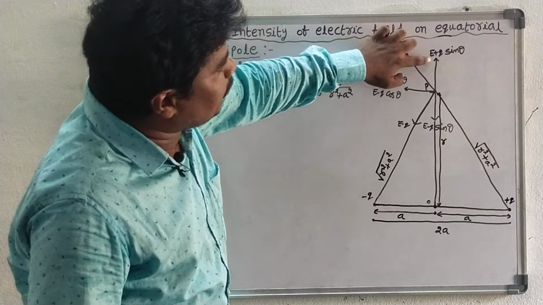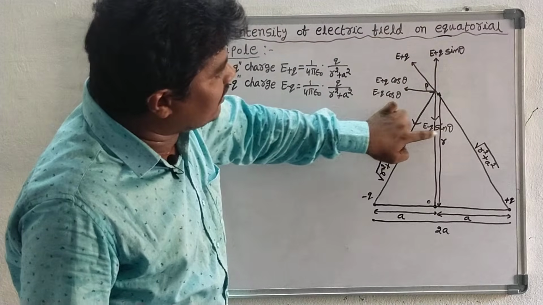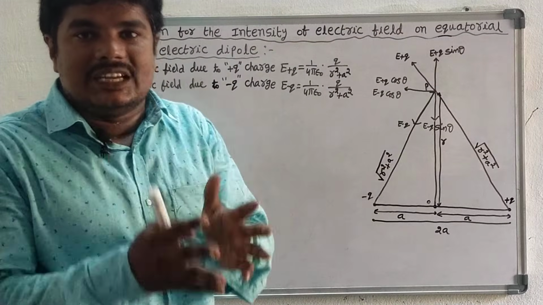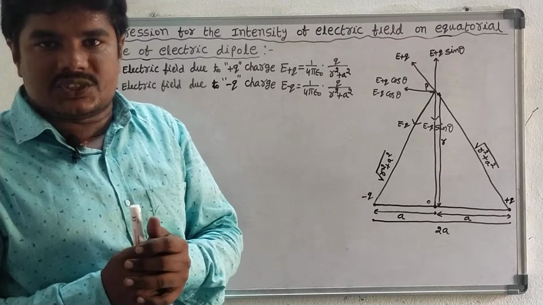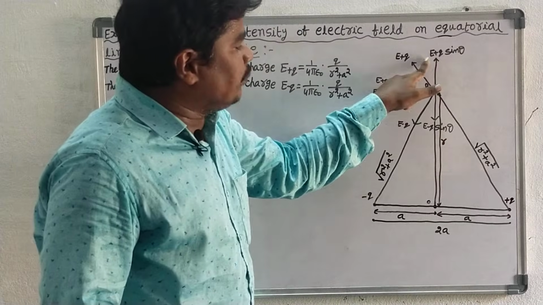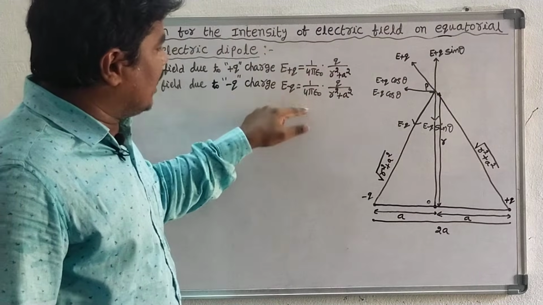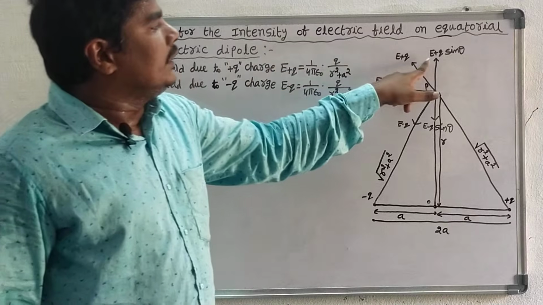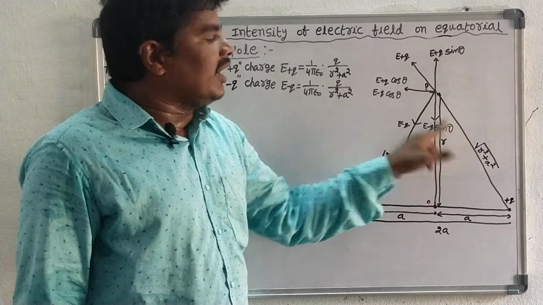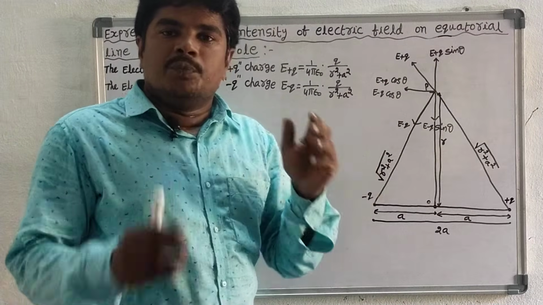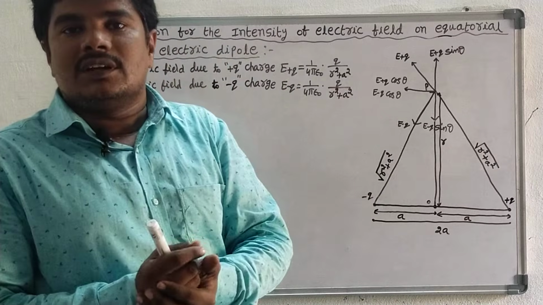Here E plus Q sin theta and E minus Q sin theta both are equal and in opposite directions, because E plus Q and E minus Q both are equal. So E plus Q sin theta and E minus Q sin theta both are equal and opposite to each other.